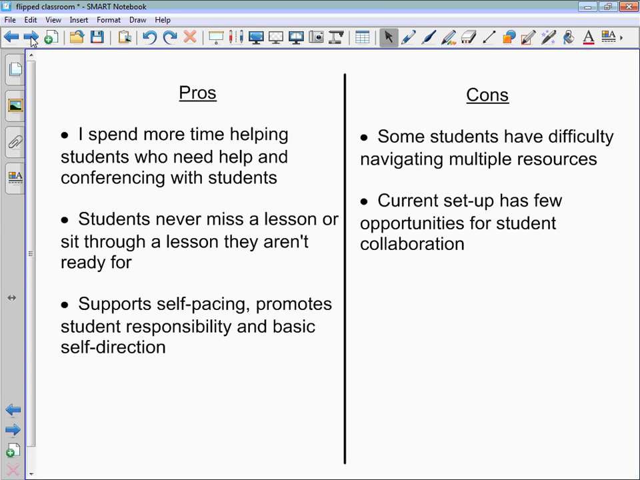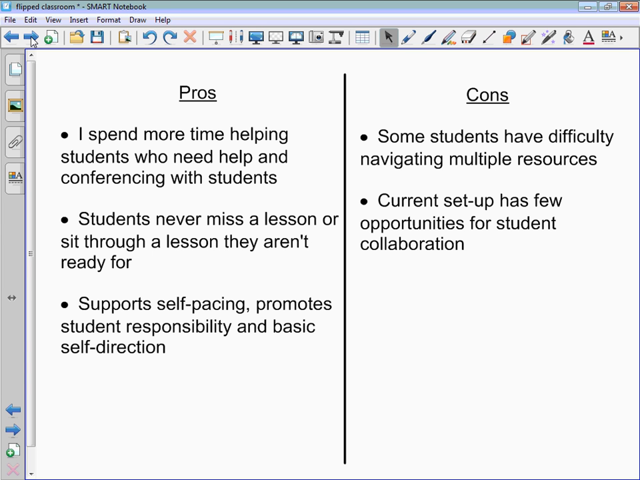Well, the pro for me is I spend a lot more time helping students who actually need help and conferencing with students one-on-one, things that I didn't find I had a lot of time for when I was teaching lessons a couple of times a week. In theory, students never miss a lesson, and they never sit through a lesson that they aren't ready for. And this is a big issue in math. Our lessons tend to be sequential, and you want the students to have practiced the concepts from the previous lesson before they move on to the next one.